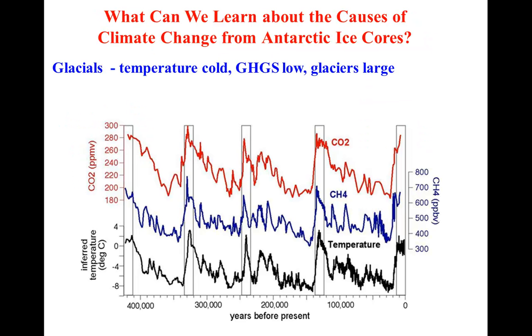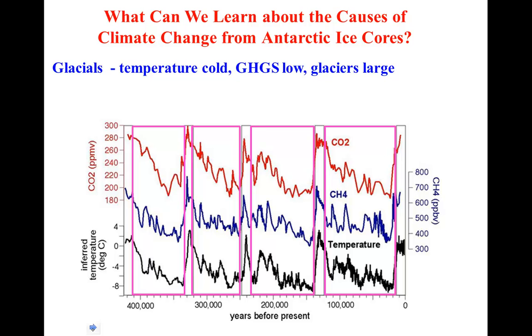The opposite is true when Earth is in a glacial climate. This is when temperature is colder than today. Greenhouse gas concentrations, CO2 and methane, are low, and glaciers and ice sheets are large. I've highlighted the glacial time period. You'll immediately notice that glacial climates tend to last a lot longer than interglacial climates.